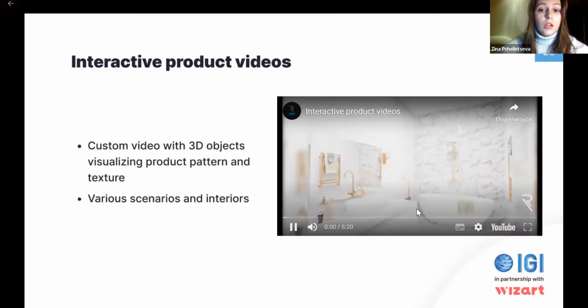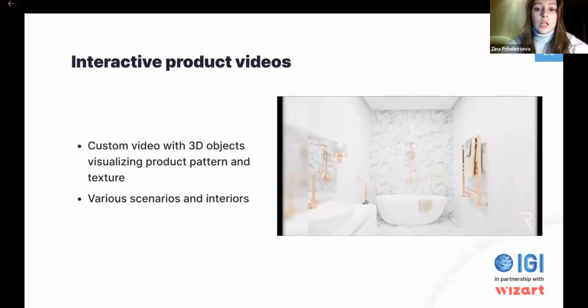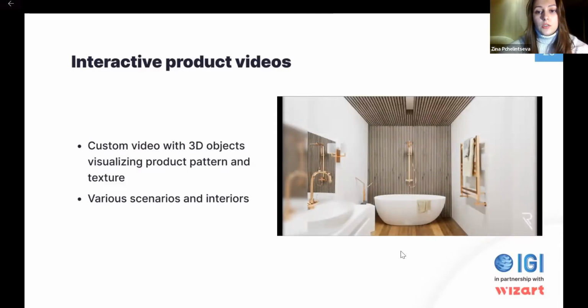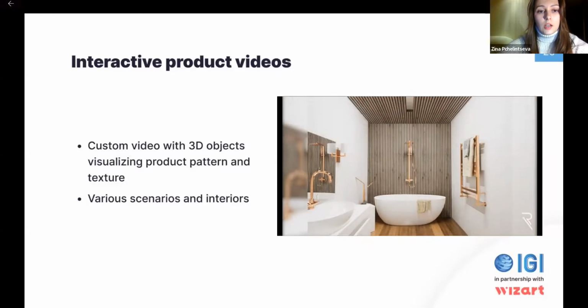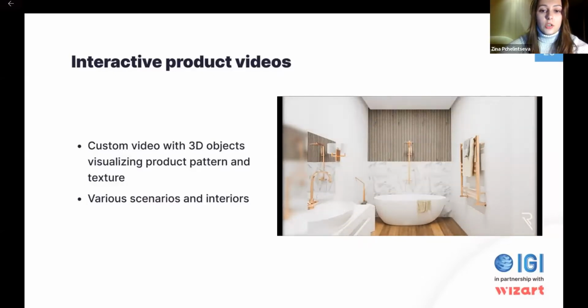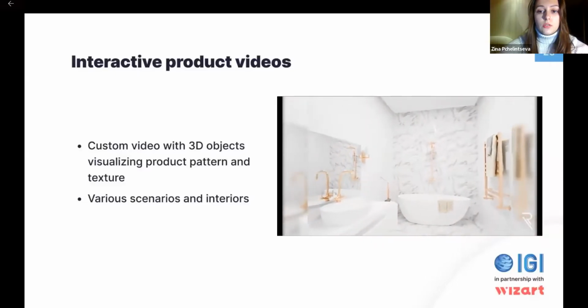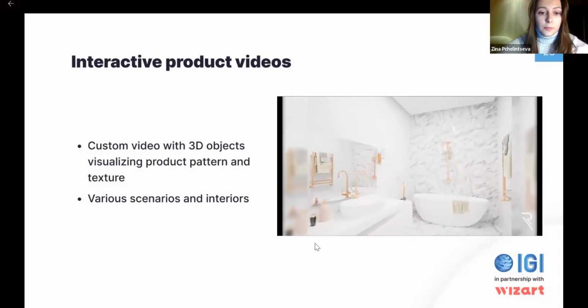Another type of product rich content is interactive product videos. Here you see an example of a product video showcasing a wall panel installed in the bathroom, and obviously these videos can be made of different scenarios and interiors, covering various 3D objects. Many customers believe that product videos are one of the most efficient and informative types of rich content.